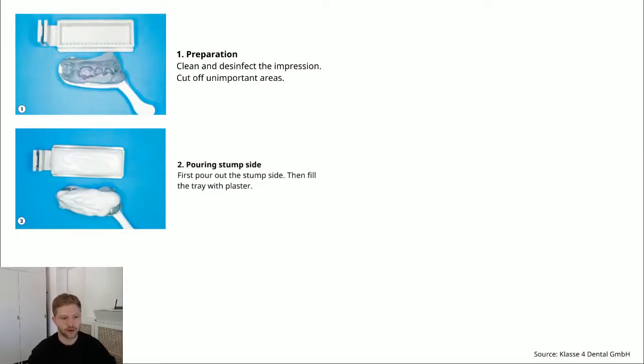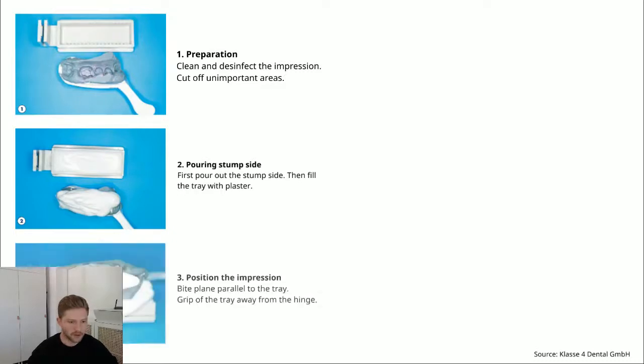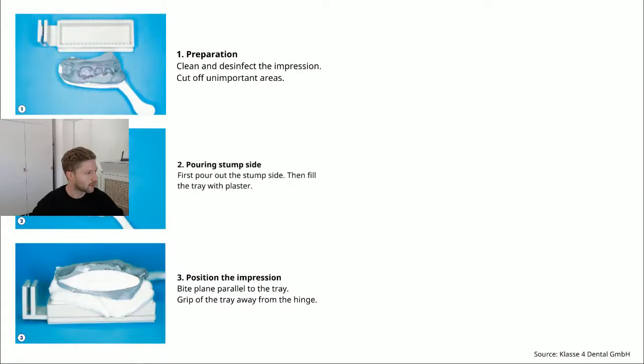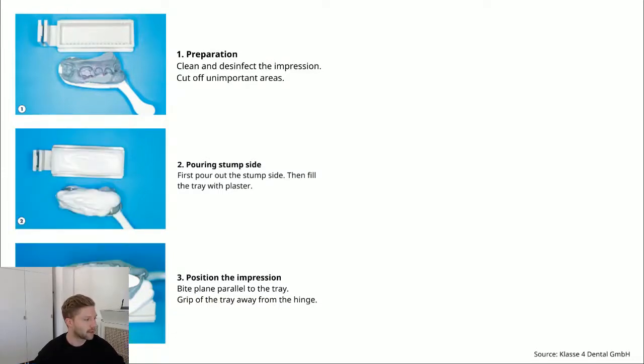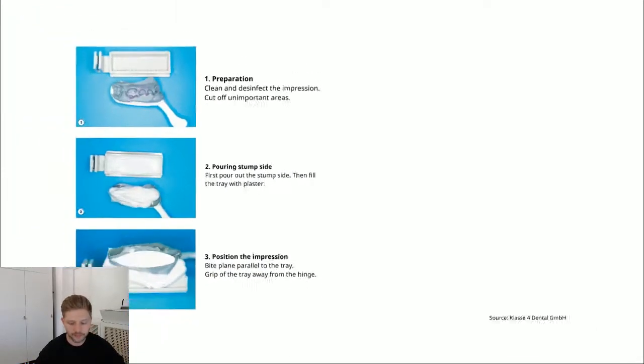and then the next step is to fill the tray also with plaster. Afterwards, I'm going to move my little webcam right there. You have to position the impression, and you have to take care that the bite plane is parallel to the tray. That is very important. And you have to be careful: the grip of the tray should not be on the side where the hinge is. That's also important. Okay, I'm moving my webcam window again.